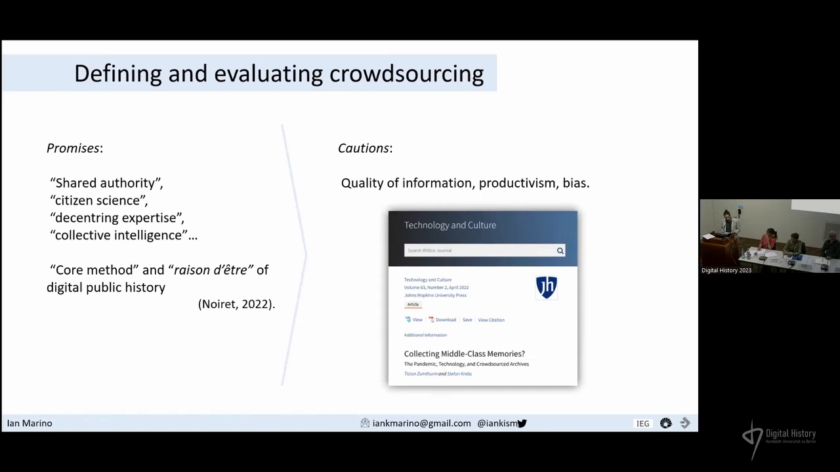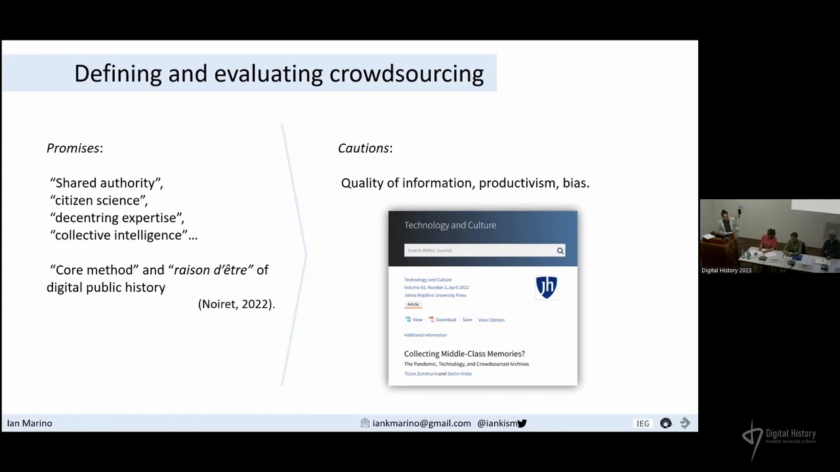On the other hand, the literature has expressed some concerns regarding the quality of the information collected online. Not everything that comes from the internet is reliable, as we well know. Doing digital public history is not an automatic process. Besides quality and veracity, one should consider the impact of bias and possible blind spots.